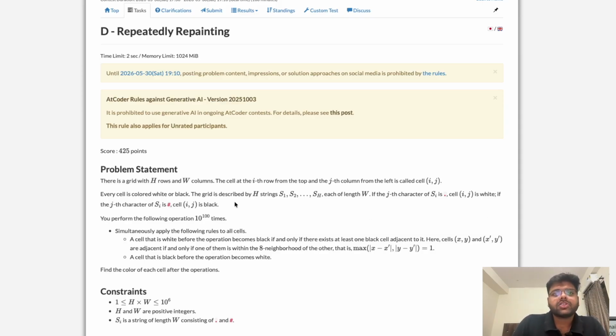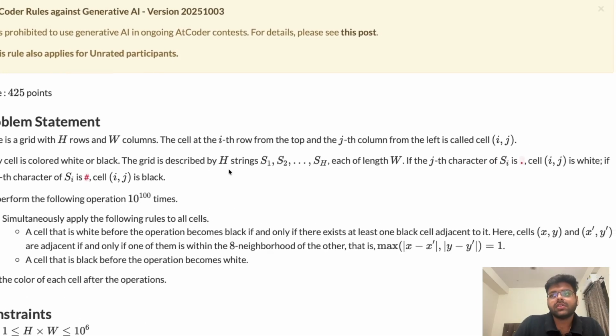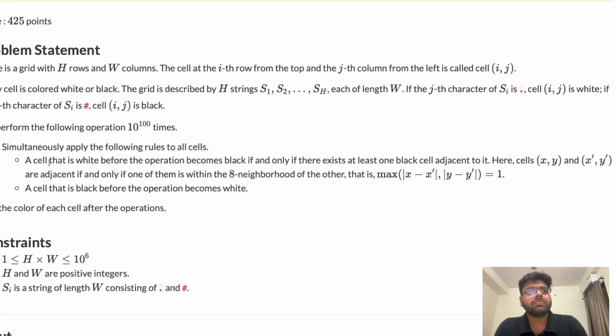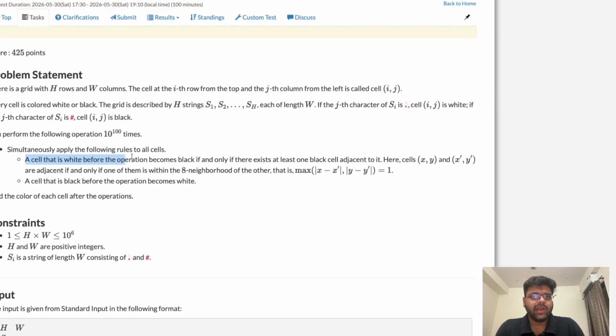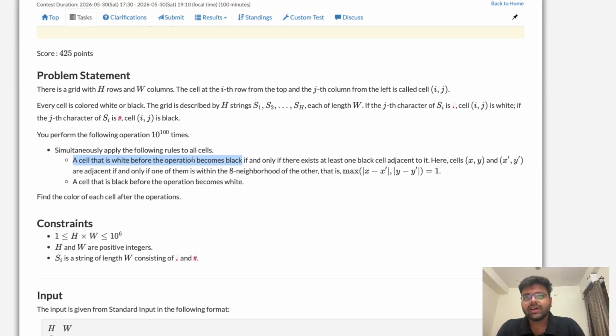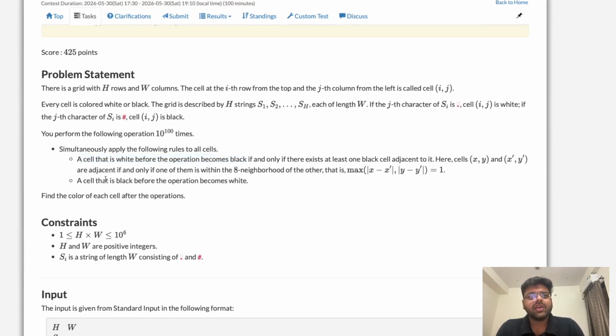So if we read the problem statement, the problem was saying that we are given a grid of H rows and W columns, and for each cell we are told whether it has a dot or a hashtag, where each cell is either white or black. White is determined by a dot and hashtag represents black, and we could perform the following operations this many number of times. The operation is: if a cell is white, then it becomes black if its adjacent cells are black in the 8 possible directions, and if a cell is black, it becomes white.